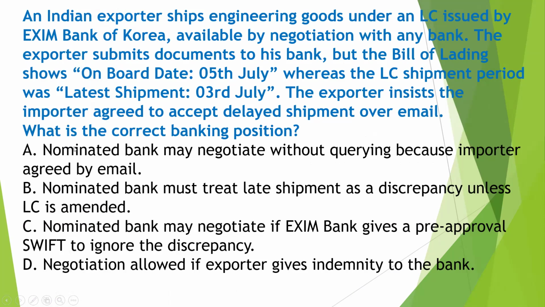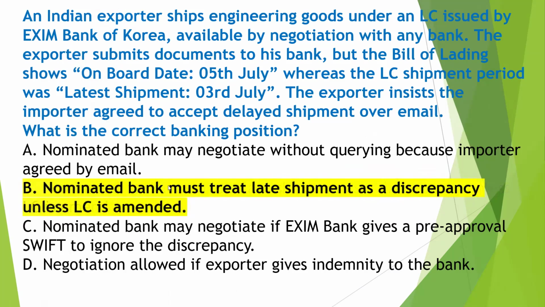So here four options are here. A: Nominated bank may negotiate without querying because importer agreed by mail. B: Nominated bank must treat late shipment as a discrepancy unless LC is amended. C: Nominated bank may negotiate if Exim Bank gives a pre-approval SWIFT to ignore the discrepancy. D: Negotiation allowed if exporter gives indemnity to the bank. So here you have to tell what is the right answer. So right answer will be B. That is, nominated bank must treat late shipment as a discrepancy.